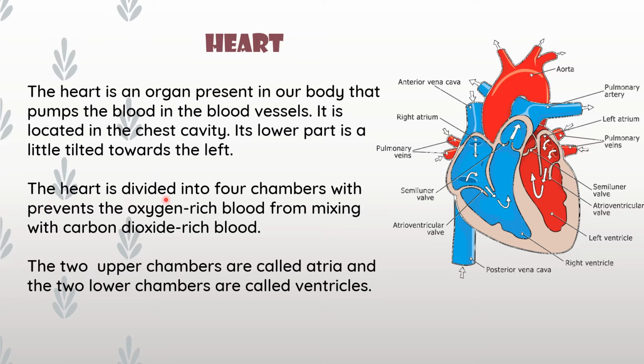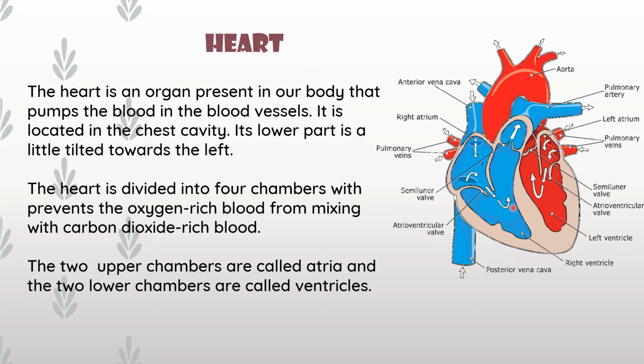The heart is divided into 4 chambers, which prevents the oxygen-rich blood from mixing with carbon dioxide-rich blood. So this is the heart, and this heart has 4 chambers. 4 chambers means 4 rooms. Here is one upper part, here is another upper part. So 1, 2, and here 3, and here 4. So 4 chambers or 4 rooms are there in the heart.